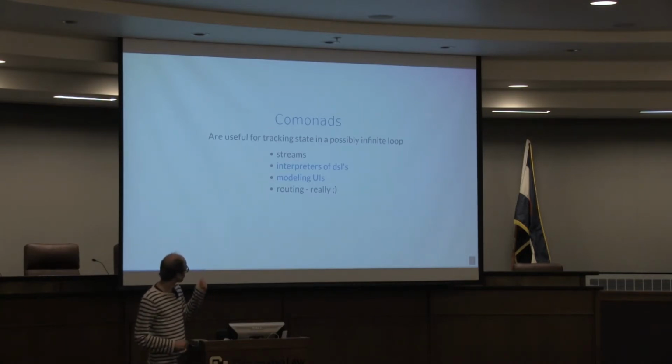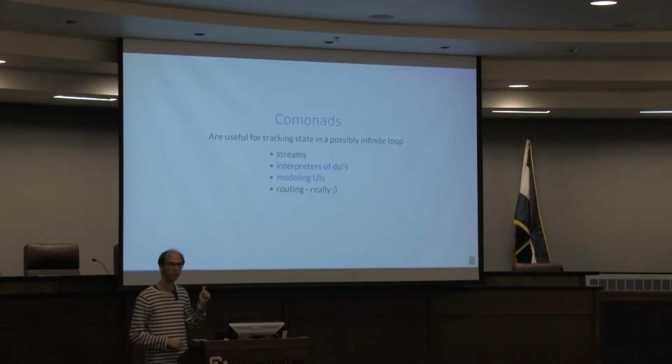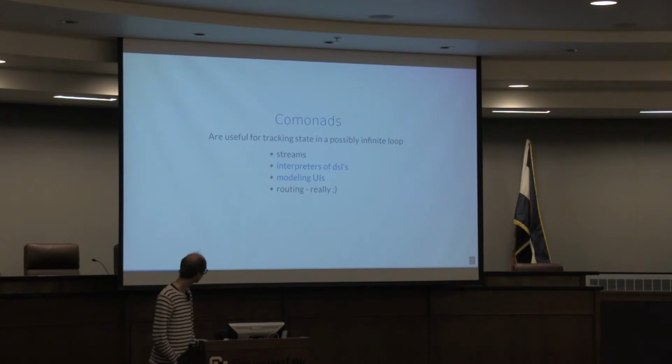Then you can also model UIs using pairing between monads and comonads, and Phil Freeman has a really nice repo on GitHub about it. So if you're interested, definitely check this out. And well, routing, really. Two days ago, I tweeted that I will have a talk about it, and some people complained that I will use comonads for routing. So I will convince you that it's not unexpected, actually.